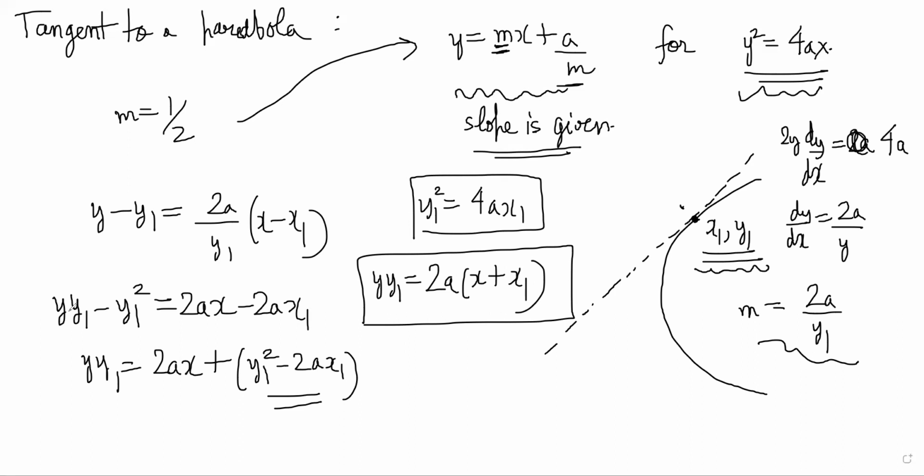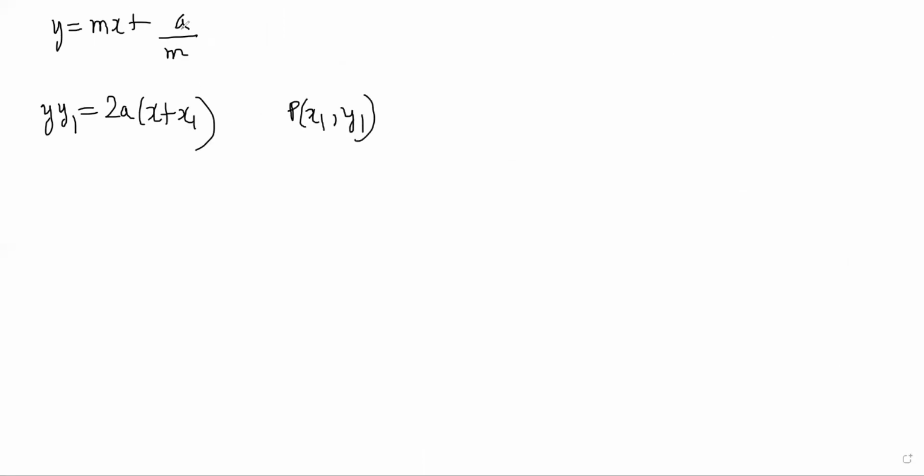So now you know two types of tangent equations. One is y is equal to mx plus a by m, which is when the slope is given. The other is y y1 is equal to 2a times x plus x1, when the point is given, for the parabola y square is equal to 4ax.